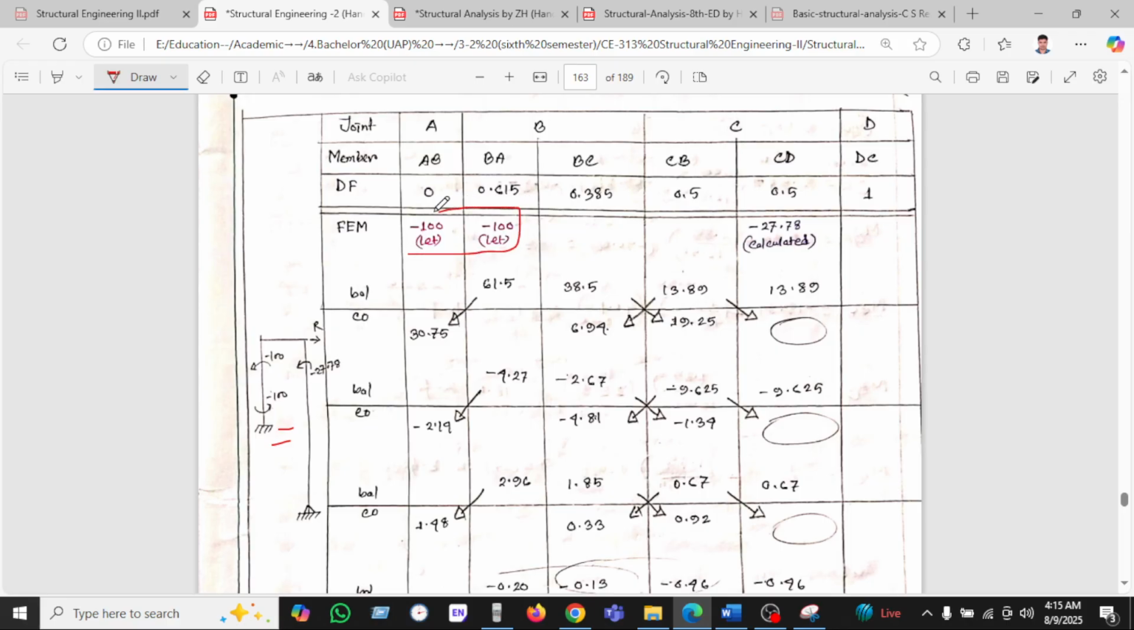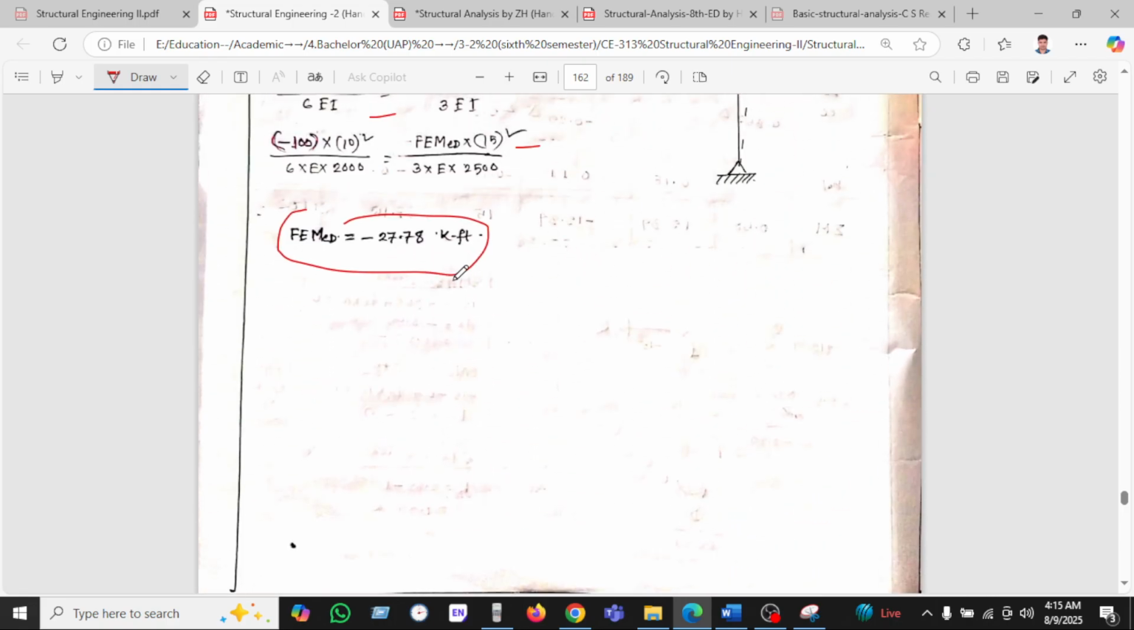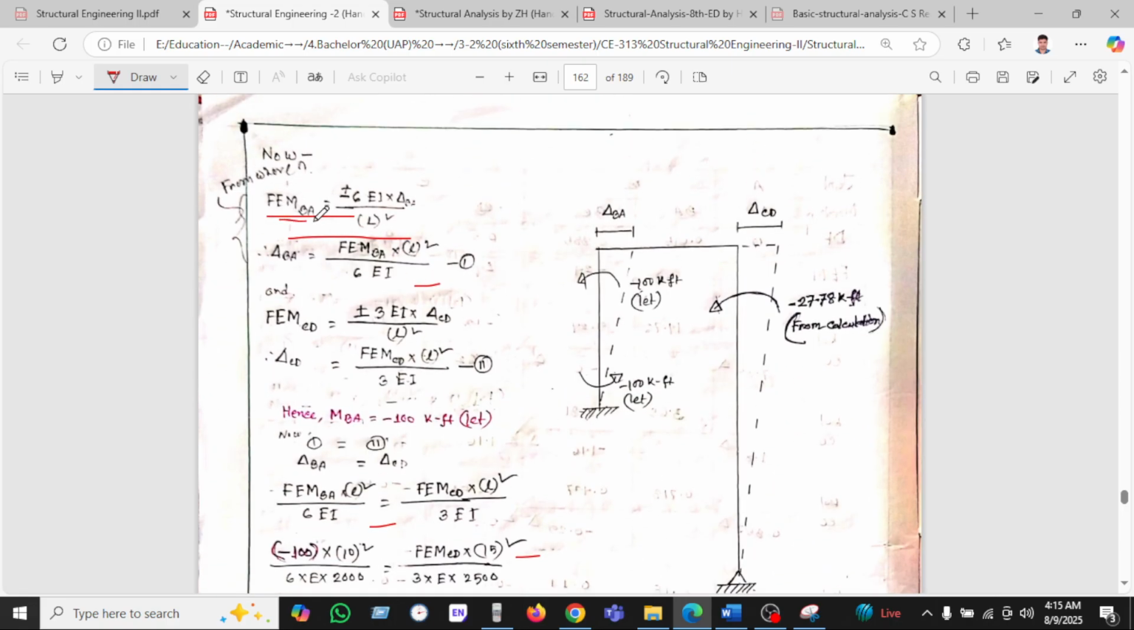So you can assume this 100 into 100 by B, and this is also calculated, 27.85 we've been finding here. We get fixed-end moment BA and find the delta, and the fixed-end moment CD and find the delta. Delta means the lateral displacement. So BA, that means 6EI by L square divided by BA, and if we reverse here, then we can find the BA, and the fixed-end moment 3EI by L square for CD, into L square, forming CD.